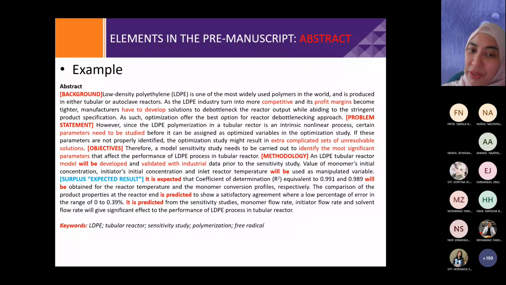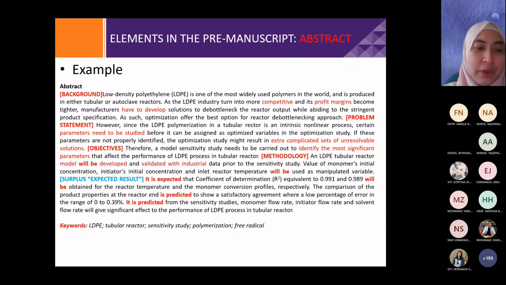Okay, so therefore, right, the continuation after the problem statement will be the objective. Therefore, a model sensitivity study needs to be carried out to identify, and that will be the objective, the most significant parameters that affect the performance of the LDPE process in a tubular reactor. All right, from the background, we move on to the problem statement and then the objectives, and now move on to the method. What is your method?